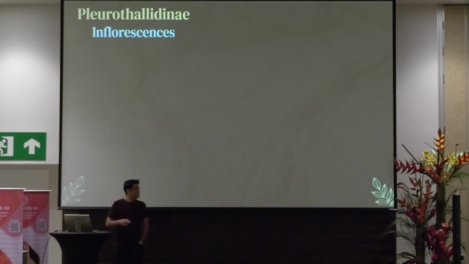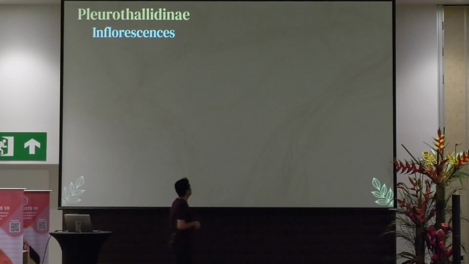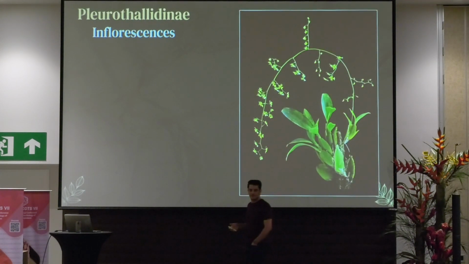When I was preparing this presentation, I was trying to find a species of Pleurothallidinae that represents very well the inflorescence of the group. So after thinking and thinking, I decided to use this species. Apparently you're thinking this guy doesn't even know how to recognize a Pleurothallidinae species, but don't worry, I do. I know that this is an Oncidium species, which belongs to another subtribe. But then you will see that this is a very good example to represent a Pleurothallidinae inflorescence.